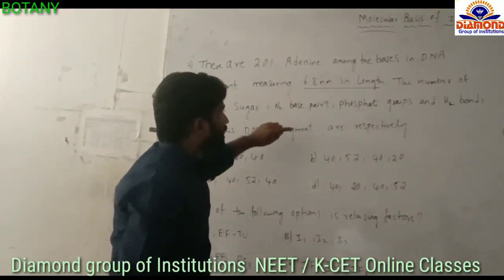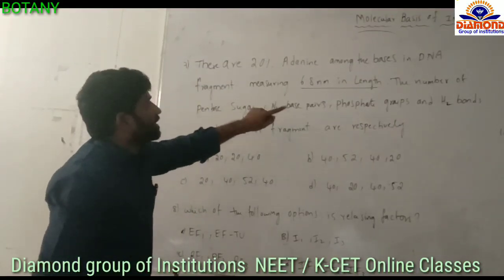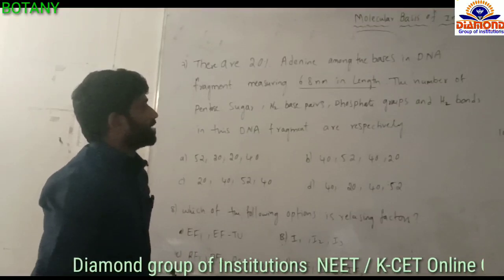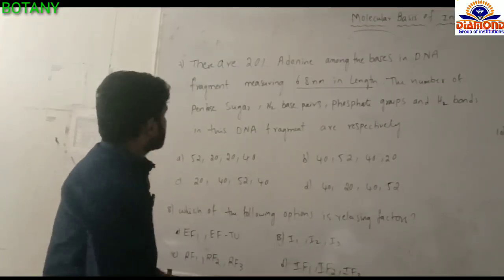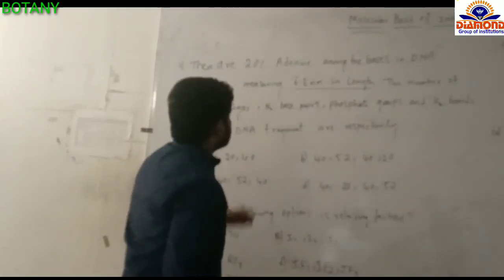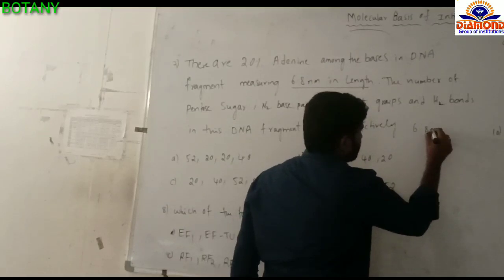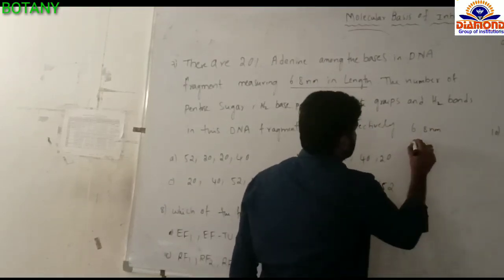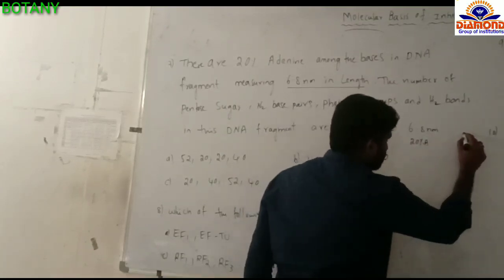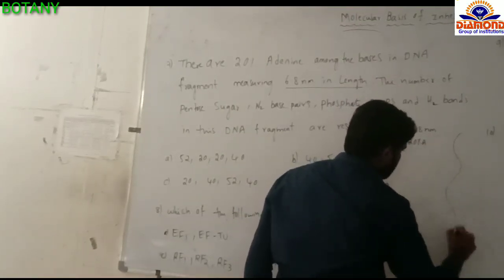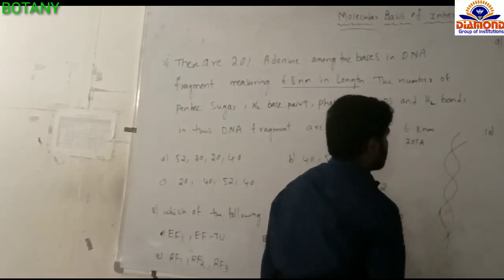We have to find out the pentosugar, nitrogen base pairs, the number of phosphate groups and the number of hydrogen bonds in the DNA fragment. For this, they have given the length of the DNA as 6.8 nanometers and 20% adenine. By seeing the structure, DNA is a double helical polynucleotide chain.